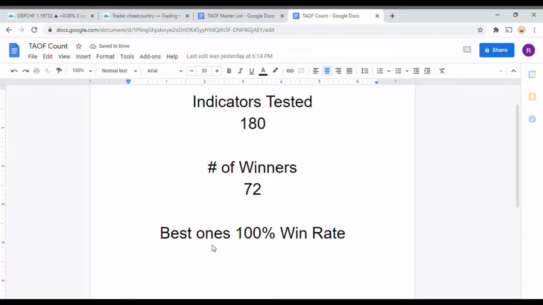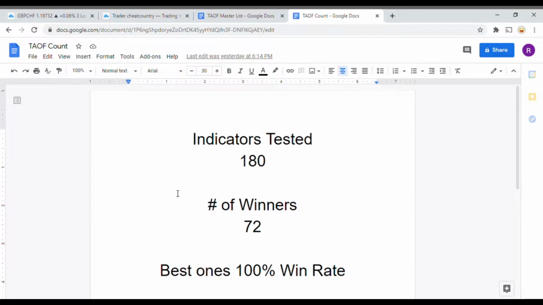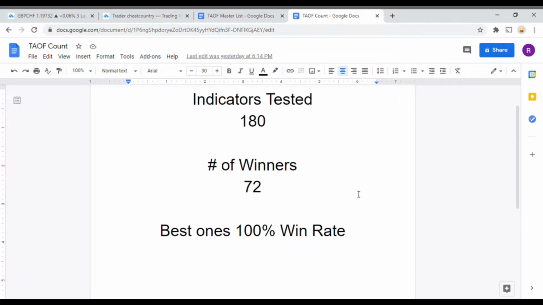So to date, we have tested 180 indicators. And out of those 180 indicators, 72 of them have been winners, which means that they have met or exceeded the 60% win-loss ratio threshold that we have set for them. The best ones so far were able to achieve a 100% win rate.